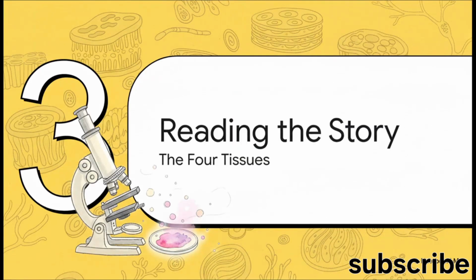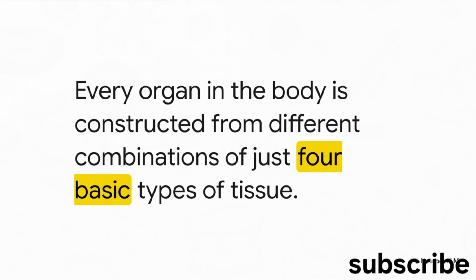Okay, so our slide is prepped, stained, and ready to go. We can finally peer through the microscope and start reading the cellular story. And what's amazing is that this story holds a remarkable secret. Think about how complex our bodies are. The brain, the heart, the skin, they all do wildly different things. But here's the secret. Every single one of our organs is built from different combinations of just 4. That's right, only 4 basic types of tissue. 4 fundamental building blocks for the entire body.